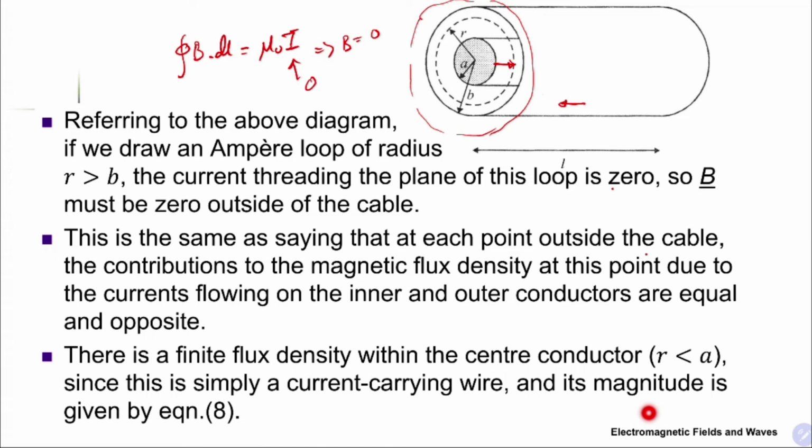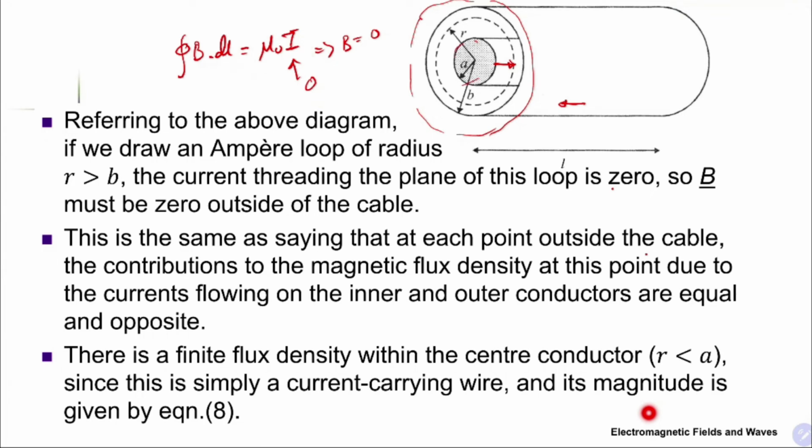Okay, because we have one current going in one direction and another current in the opposite direction, therefore the magnetic flux density outside my coaxial cable will be equal to 0. And we have done something similar in electrostatics. We find that the electric flux density outside our coaxial cable is also equal to 0.